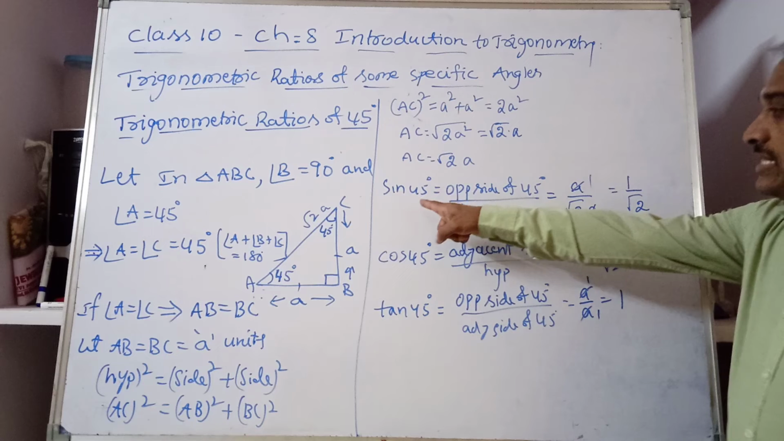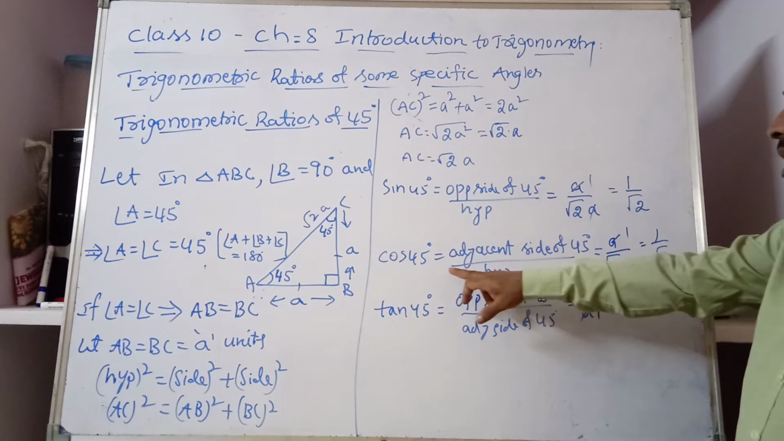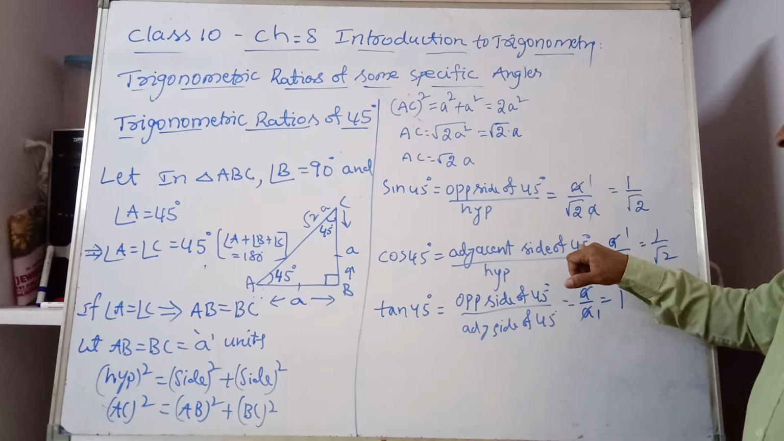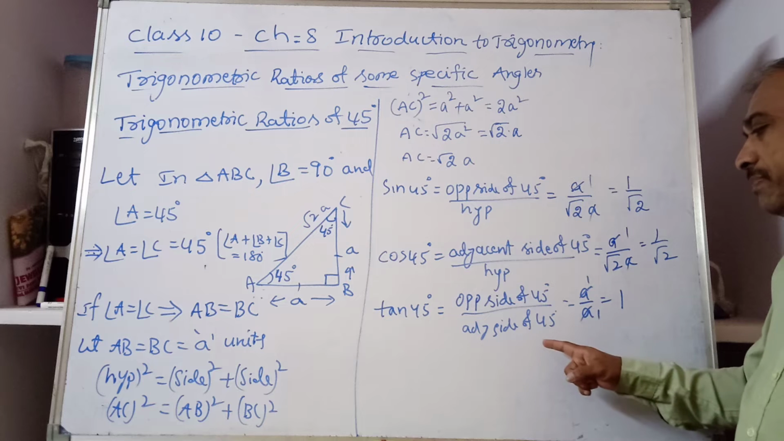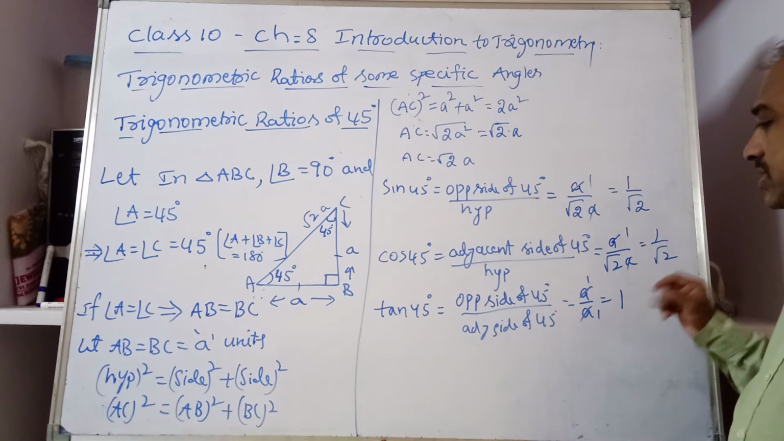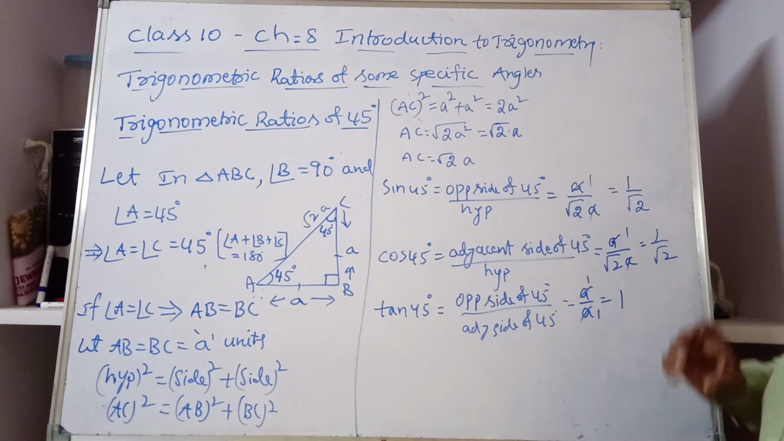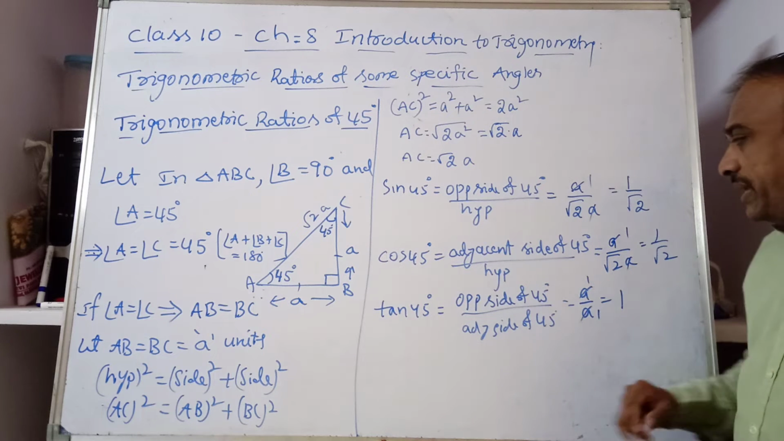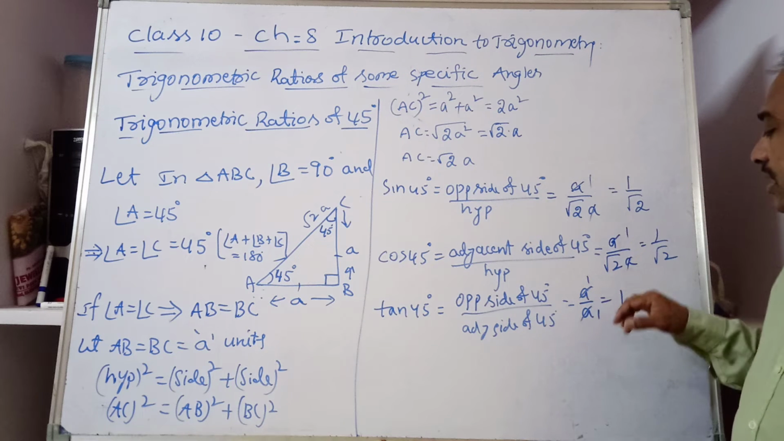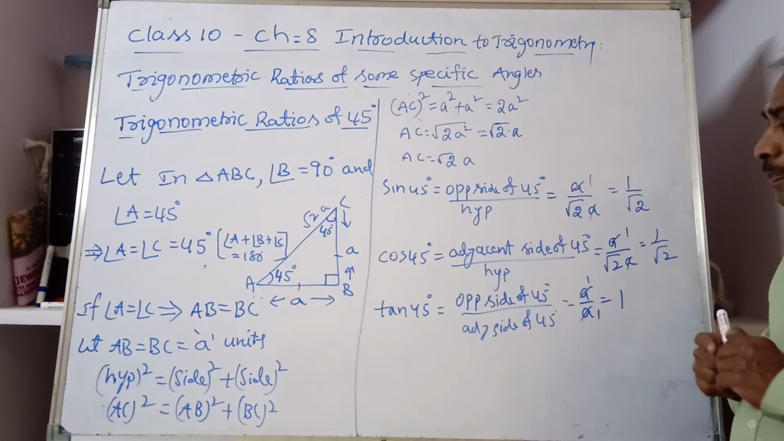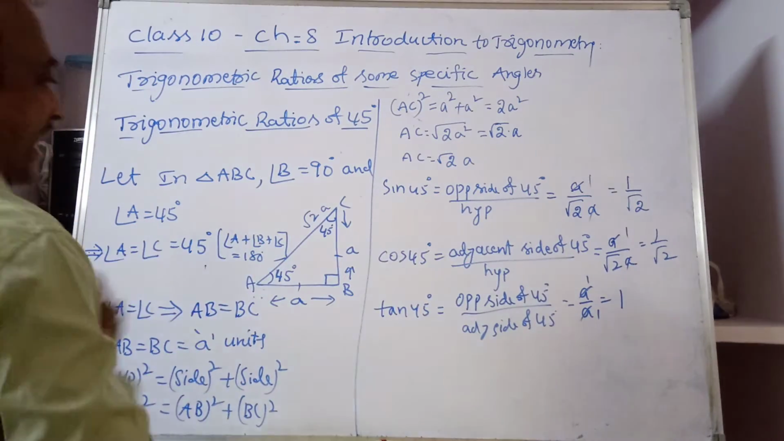Here sin is opposite side of 45 by hypotenuse. Then we substituted cos 45, adjacent side of 45 by hypotenuse. Tan is opposite side of 45 by adjacent side of 45, which is equals to 1. Even sin 45 by cos 45 is also tan 45. That can be written in another way. So 1 by root 2 by 1 by root 2 gets cancelled. The answer remains same.